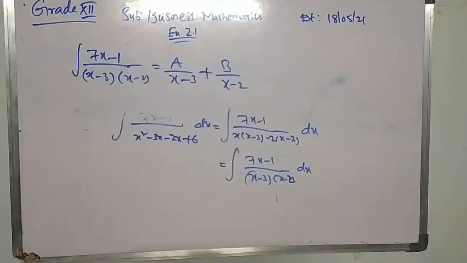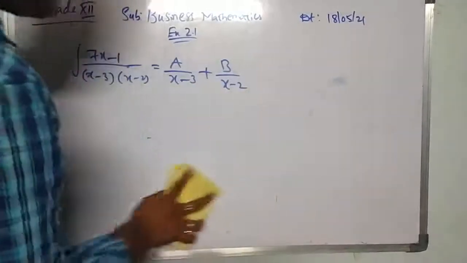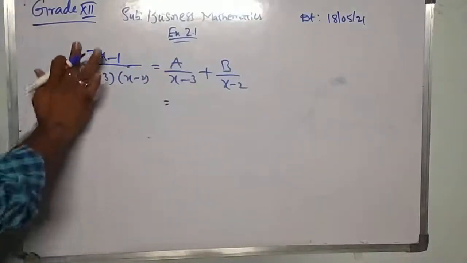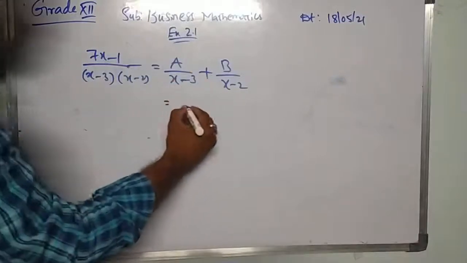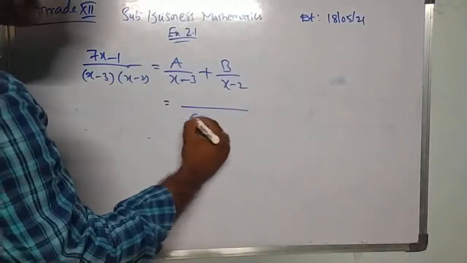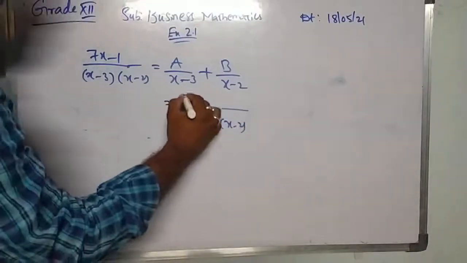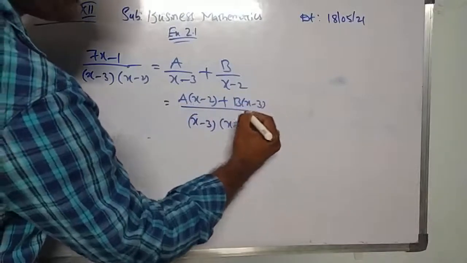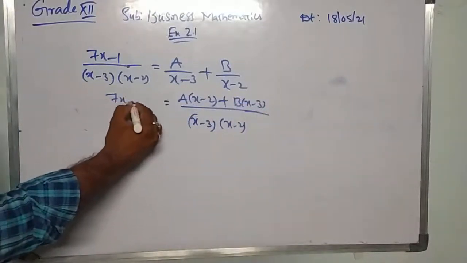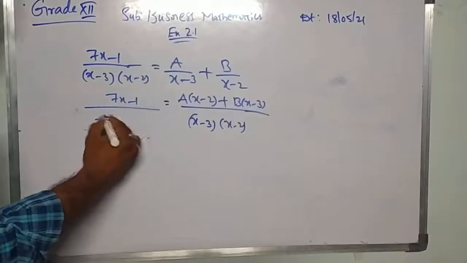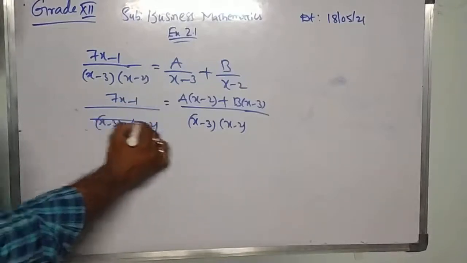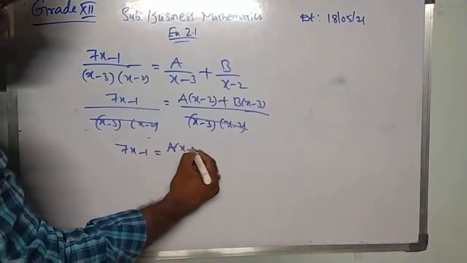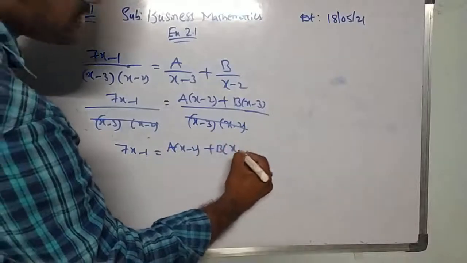Now let us take the LCM for this. We should not keep the integration; we are doing partial fractions now. So what is the LCM here? x minus 3 into x minus 2. So it will become A into x minus 2 plus B into x minus 3, and on the left side 7x minus 1 by x minus 3 into x minus 2. So these two get cancelled. The left terms are 7x minus 1 equals A into x minus 2 plus B into x minus 3.